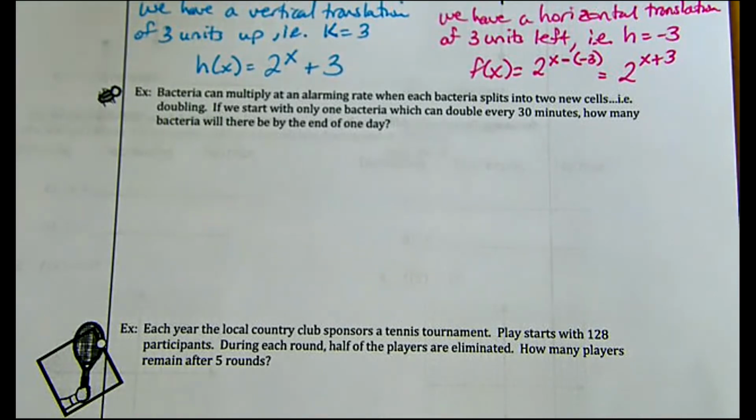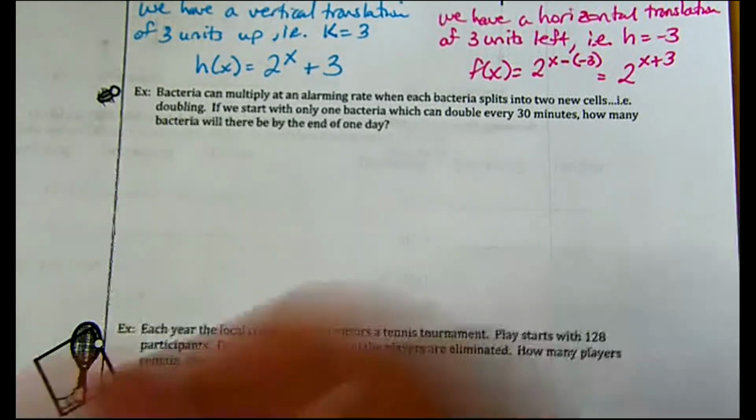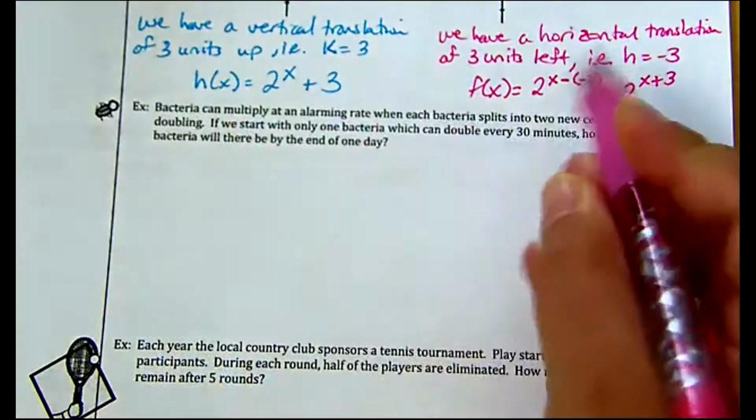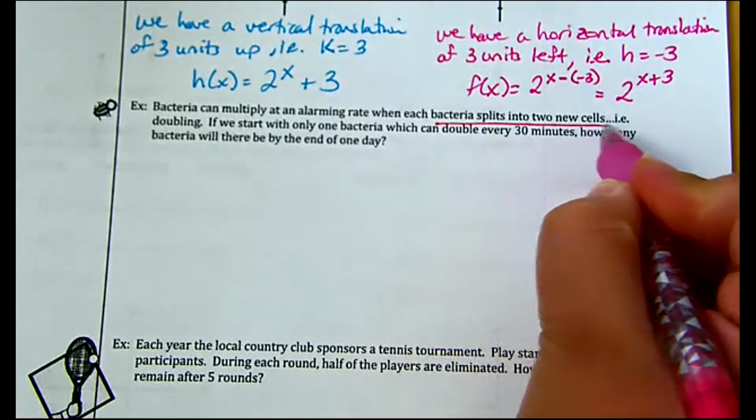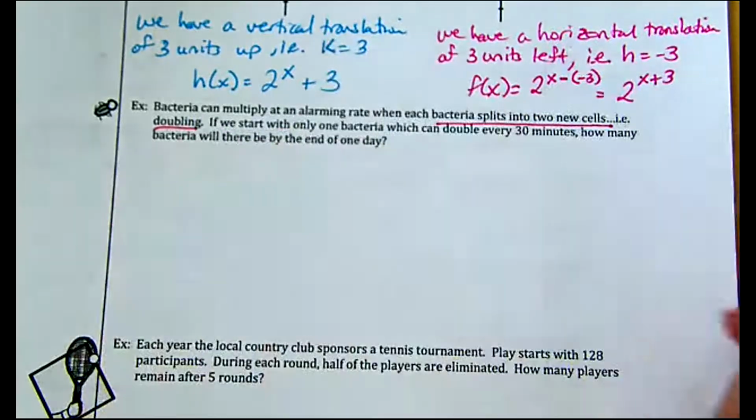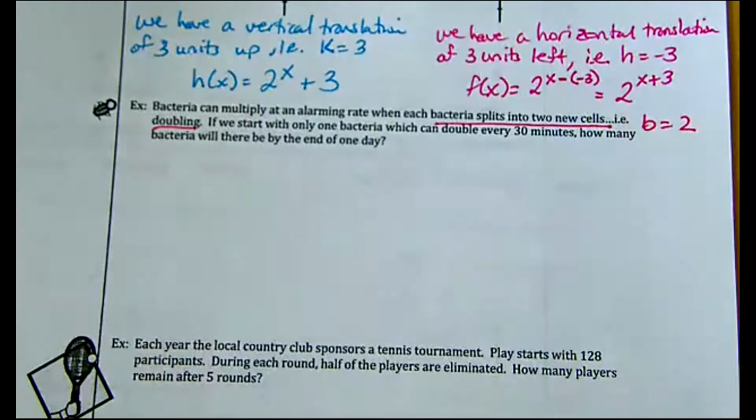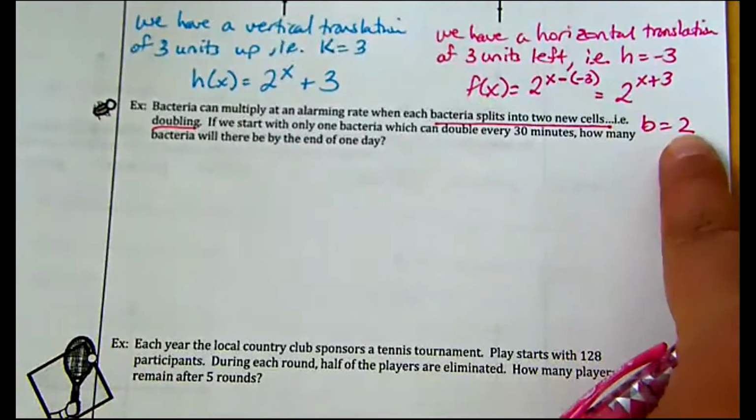No. Remember, B is not our variable. B is a number. X is our variable. X is in the exponent. So not B squared, but B itself is 2. The fact that our bacteria splits into 2 new cells, AKA double, tells me that our B is 2. That gives me my growth factor right there.